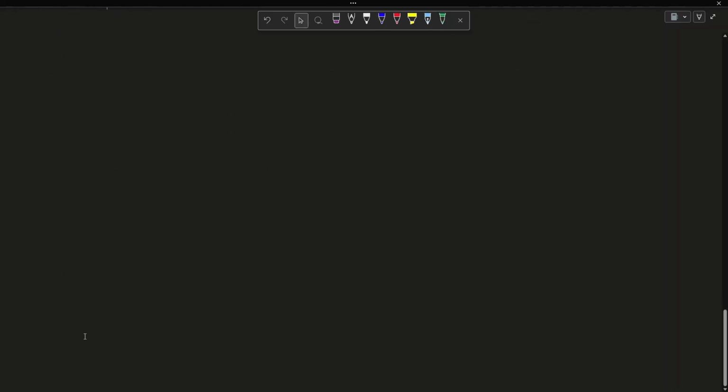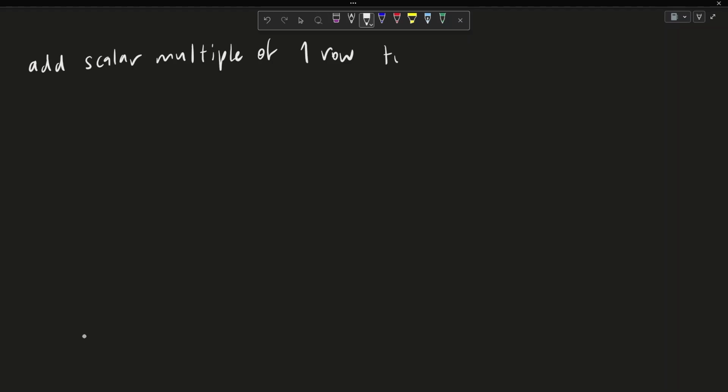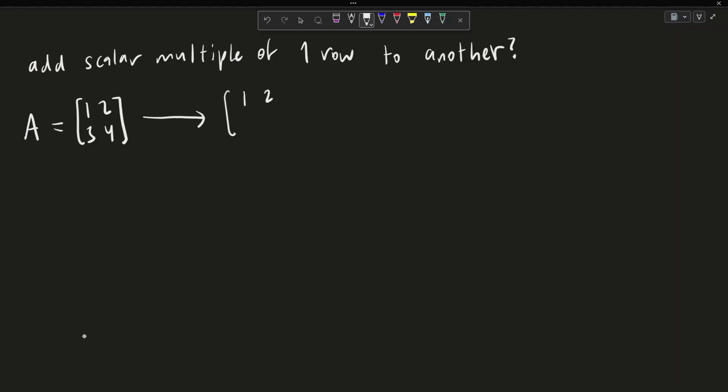Finally, what happens if we add a scalar multiple of one row to another? Well, in this case, the determinant doesn't change. So if we have again our matrix A equal to 1, 2, 3, 4, and say we add 2 times the first row to the second row, which would give us 1, 2, and then 2 times the first row, so 5, and then 8, we'd get the exact same determinant as the determinant of A.